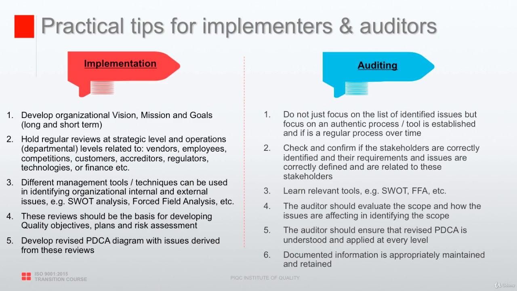Hold regular reviews at the strategic level and the operational levels, and these reviews can be related to vendors, employees, competitions, customers, accreditors, regulators, technical issues, financial issues, and so forth. Different management tools and techniques can be used in identifying organizational internal and external issues. For example, SWOT analysis, force field analysis, and so forth. So you'll have to learn and use any of these tools so that the output of the reviews can be put in the form of the SWOT diagram.